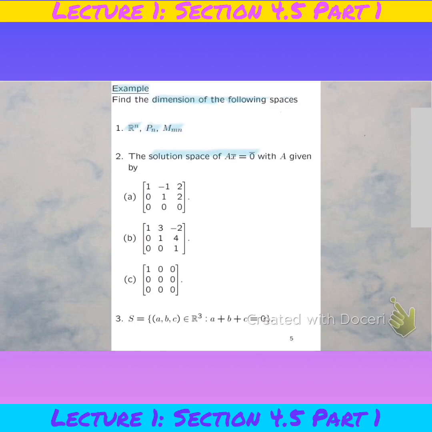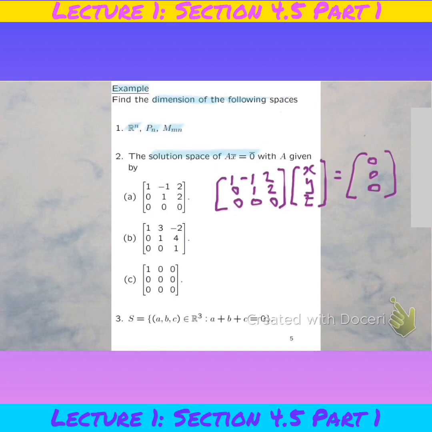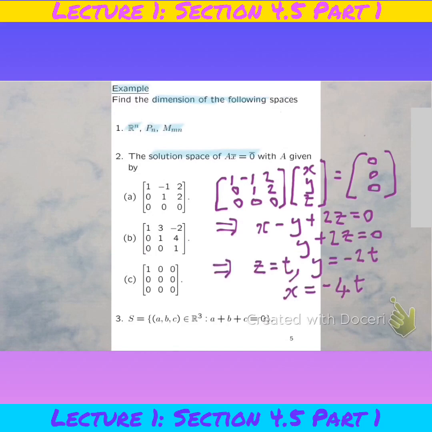So the solution space, all solution vectors to that linear system. So let's look at the first one. Right, so there we've got our system. Remember, this is the vector x. That is the matrix A. And that is the vector 0. Right, so from there we can establish the equations we need to solve. So our solution space then becomes, okay, solving for z, y, and x. And that is just where t is a real number, okay?